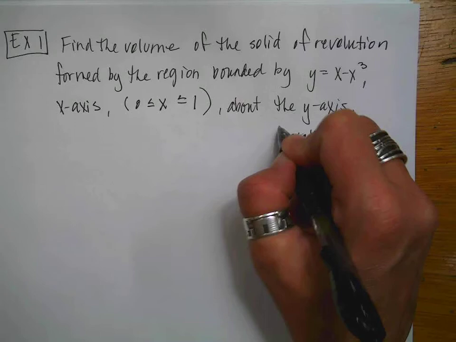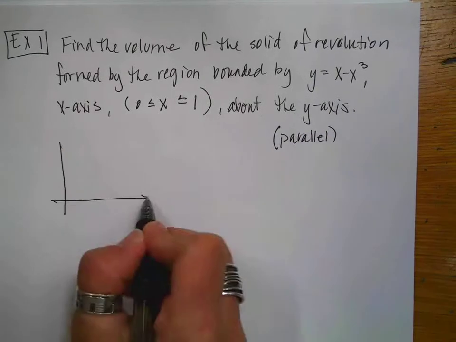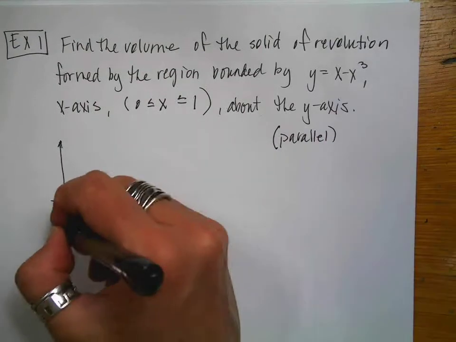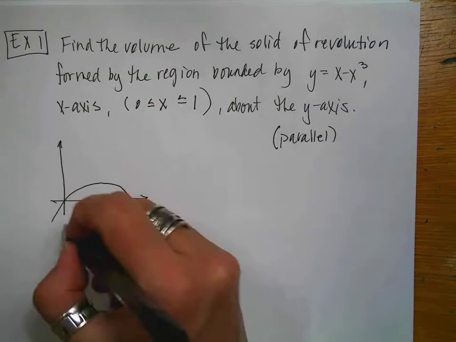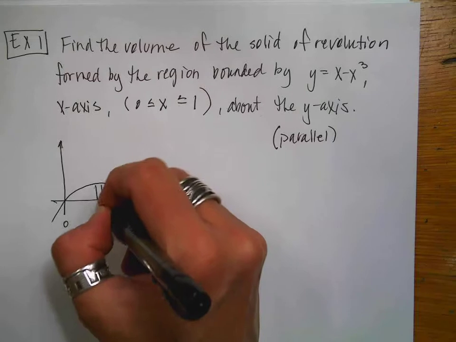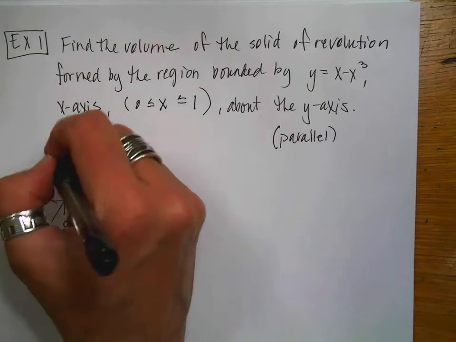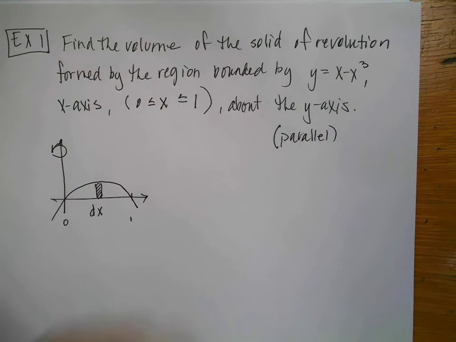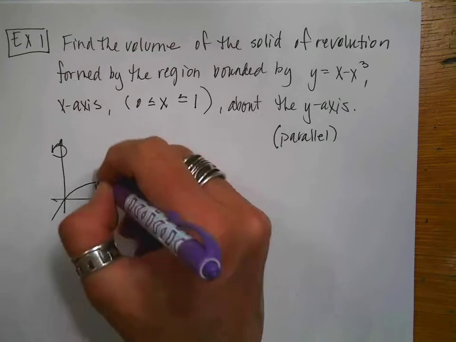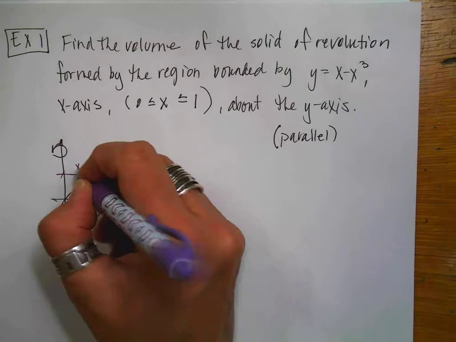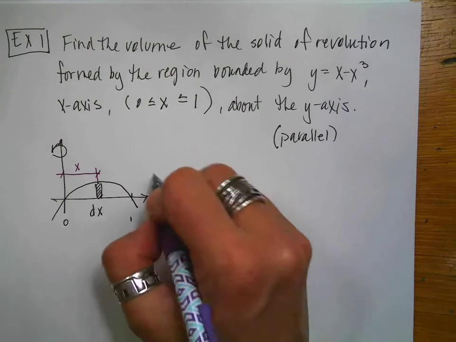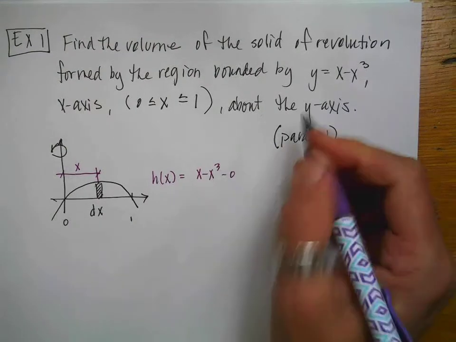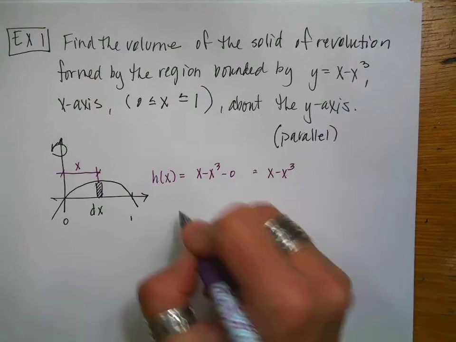Okay, so remember in the shell method, my representative rectangle is parallel, and I'm just going to write that word because that's the big difference between the methods. So if I start by drawing my region, y is equal to x minus x cubed from 0 to 1, it's going to look like this, okay? So this is 0, this is 1. Here's my representative rectangle. I'm revolving about the y-axis, so I have a dx, okay? So the distance from the axis of rotation to my rectangle, I'll put it up here. This distance I'm going to call x, and then the height of my rectangle, h of x, is going to equal the curve x minus x cubed minus 0, just so we can see that. So x minus x cubed.